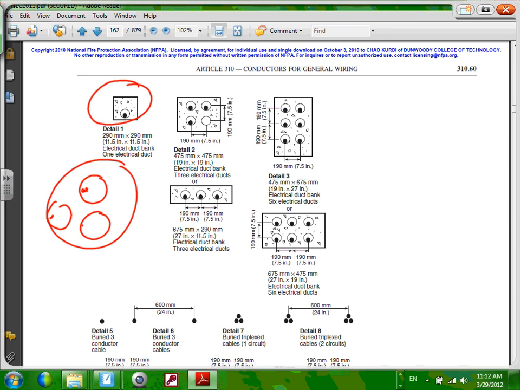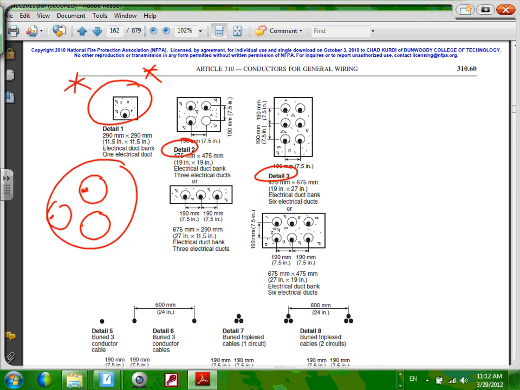So for the time being, without getting too deep, we only have 1 circuit, meaning 1 phase A, phase B, phase C, and I will use this detail. Most of you guys, unless you do higher systems, you're almost always going to be in this detail, or this detail, or any combination here. So this is probably the most common one. You end up pulling them in 1 conduit, unless they're too big to be pulled in 1 conduit.